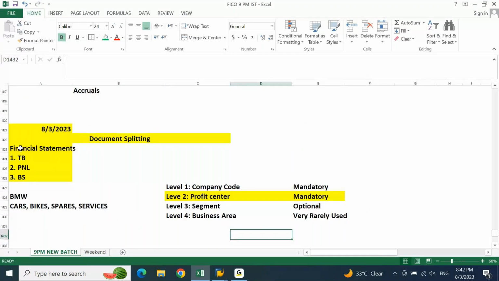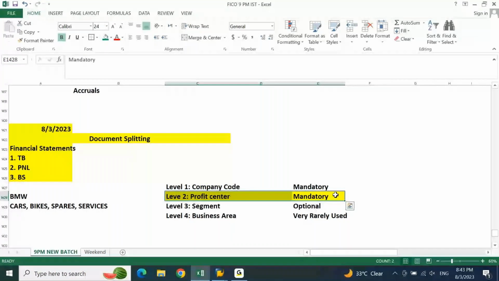Now, according to our initial example, which option is mandatory apart from company code? Profit center, right? Profit center is mandatory. Profit segment is optional. Okay. If you know this is your requirement, according to you, when you talk about document splitting, what are you representing by document splitting? Profit center. Yes, sir. According to our requirement, whenever you talk about document splitting, you are representing profit center.